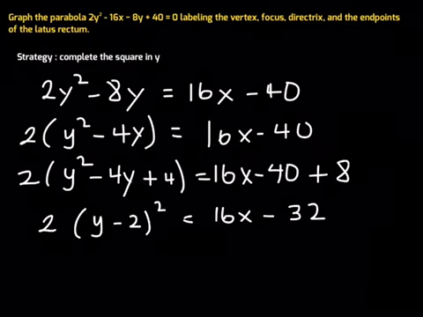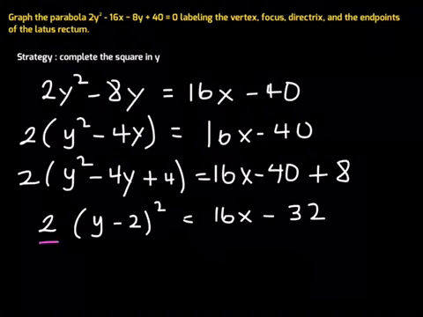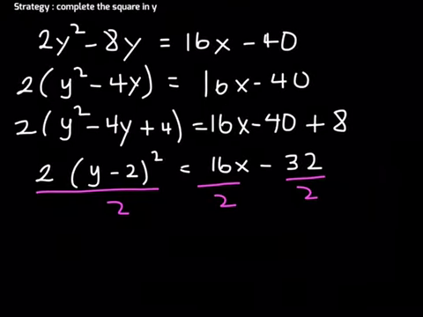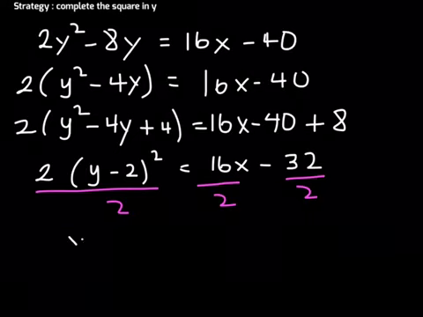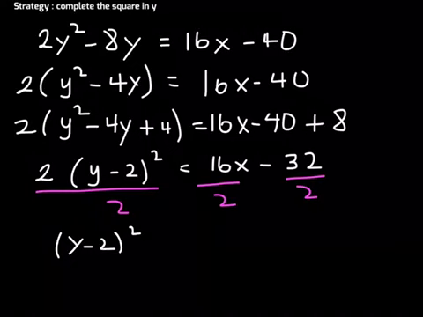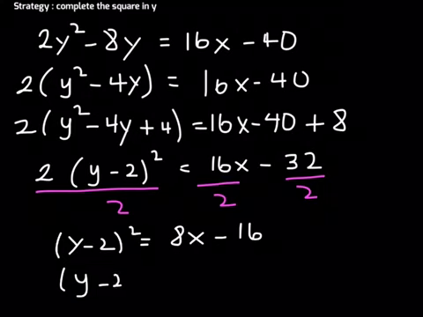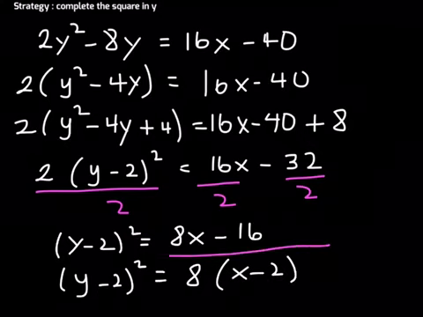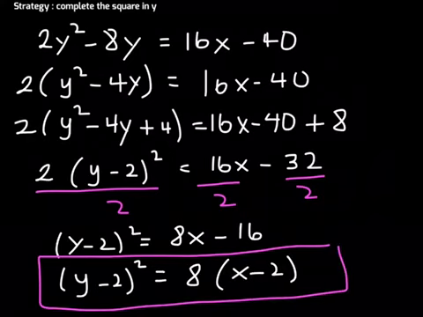Cool? Now, in order to put this in standard form, let's divide both sides by 2. Let's divide the left-hand side by 2 and the right-hand side by 2. Everybody by 2. That'll give us y minus 2 quantity squared is equal to 8x minus 16, which will give us the standard form: y minus 2 quantity squared equals 8 times x minus 2. This is standard form for the equation of the parabola that they gave us.